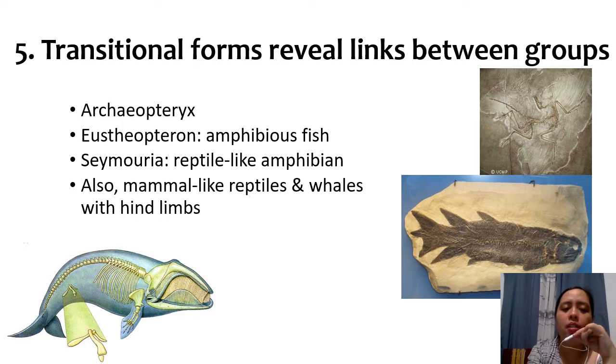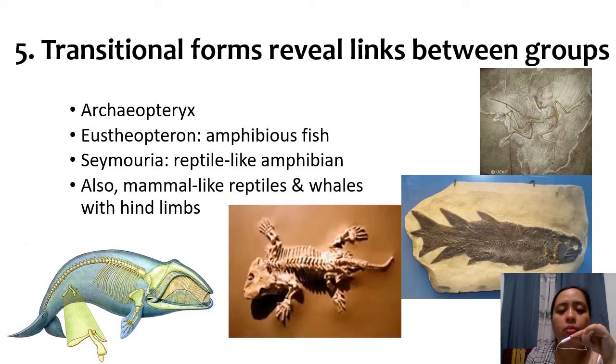Okay, next off on the significance of the fossil record is the transitional forms. Now, or the transitional fossils. These reveal links between organisms, and we have very famous ones from here, no? You have the Archaeopteryx, you have the Eusthenopteron, you have the Seymouria, and we have other transitional organisms.